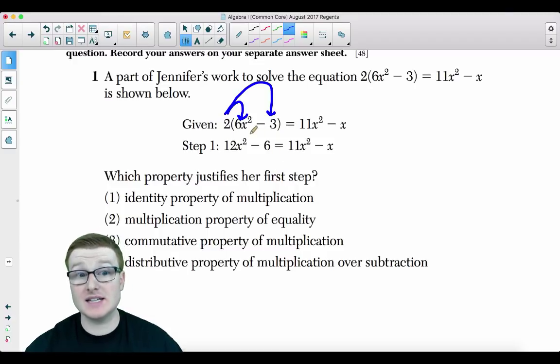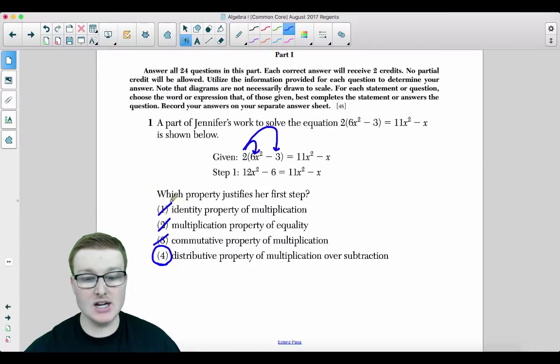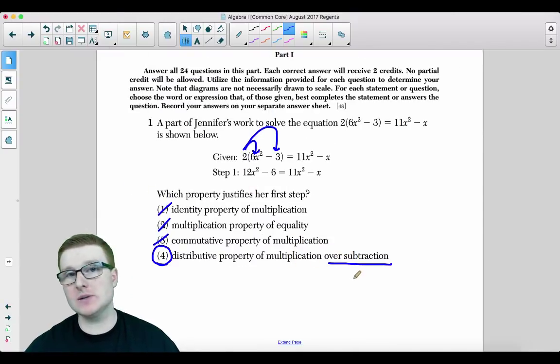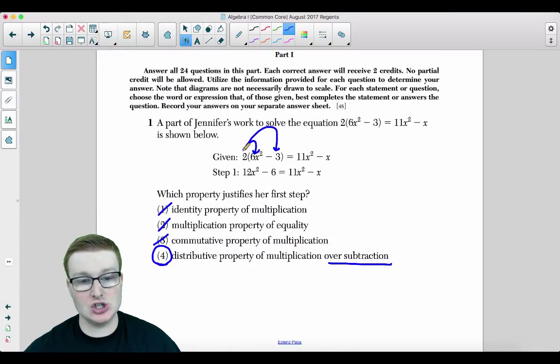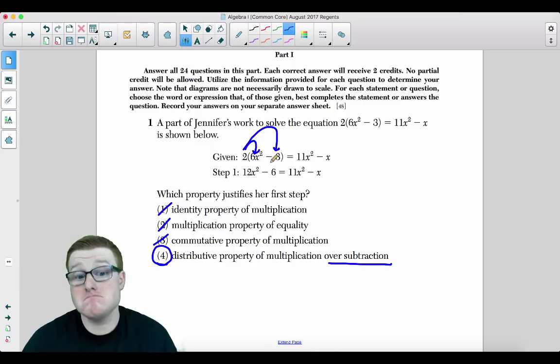Well, 2 times 6 gives you 12. Carry along that x squared for the ride. And the 2 times the negative 3 gives you a negative 6. So which property justifies it? Not the identity property, not the multiplication property, not the commutative property. It is the distributive property of multiplication over subtraction. Over subtraction just means that she's distributing that number, and it just so happens that inside those parentheses, these two terms are being subtracted from each other. That's basically what it means.